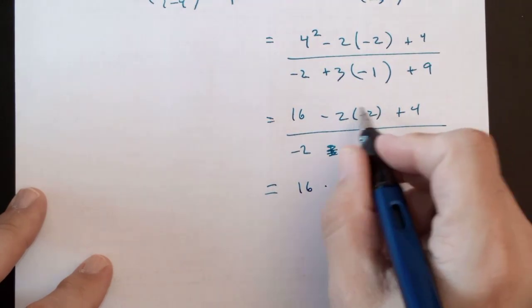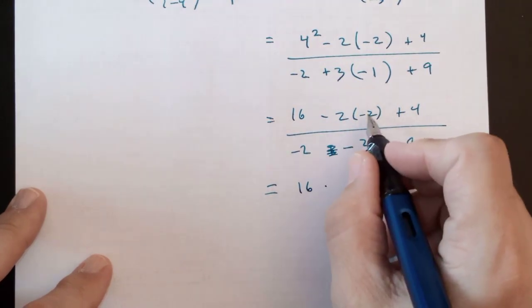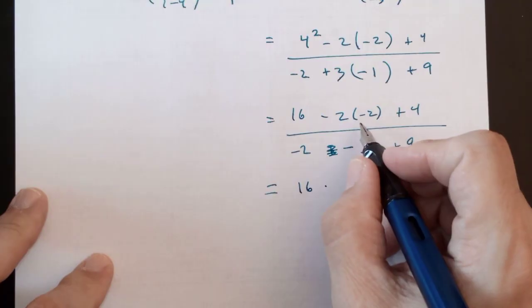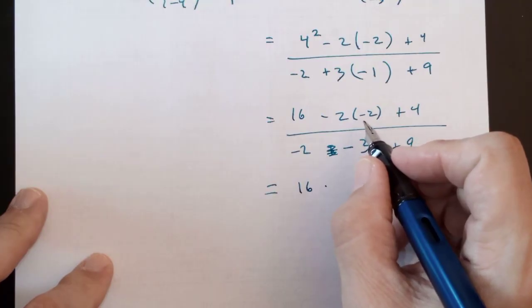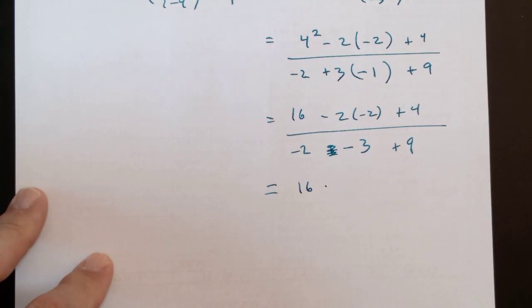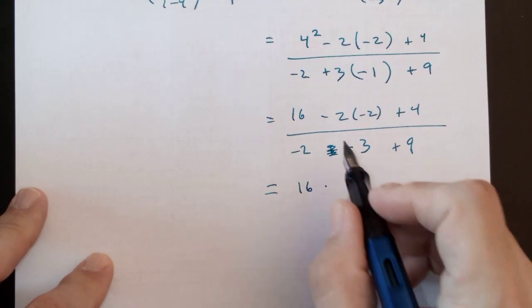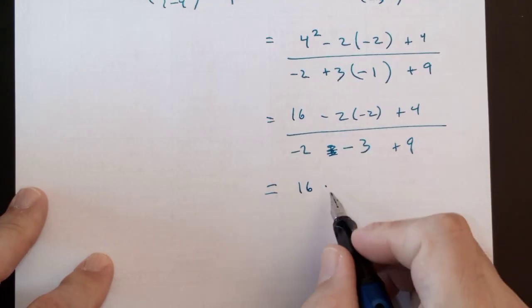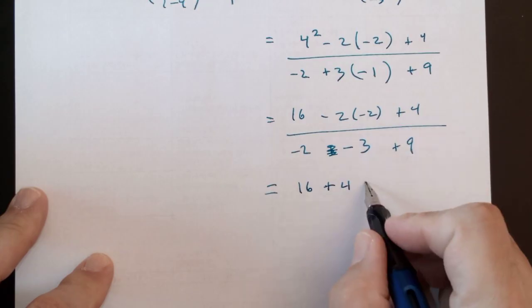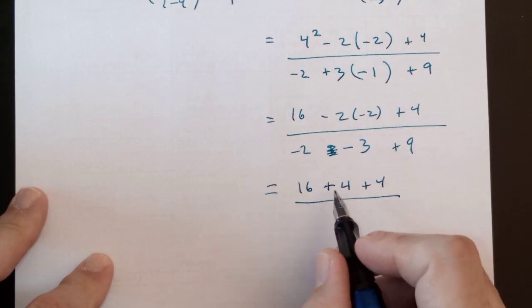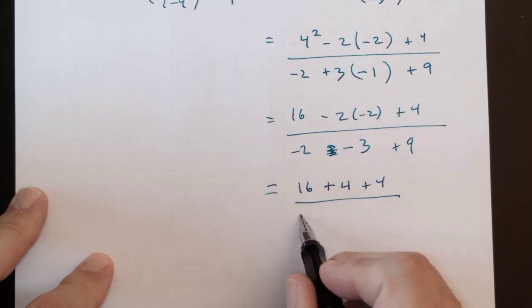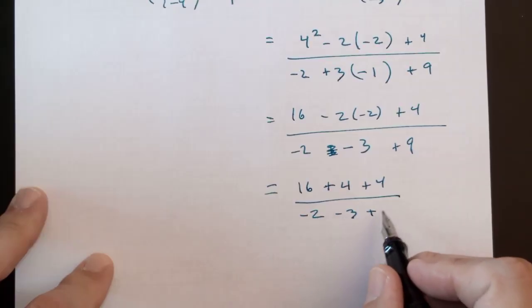16, what happens here? It flips and it becomes a 4. And it becomes a positive 4 because I've got a negative and a negative. And then another 4. This didn't have any multiplication in it, so I can leave that like it is.